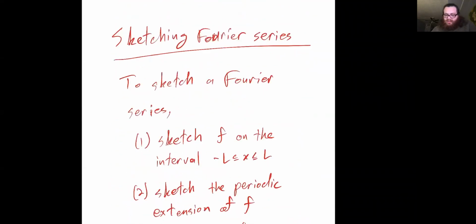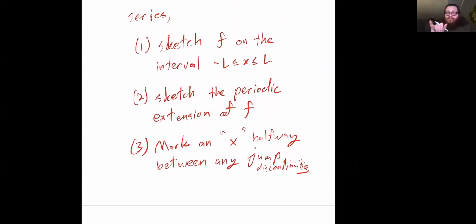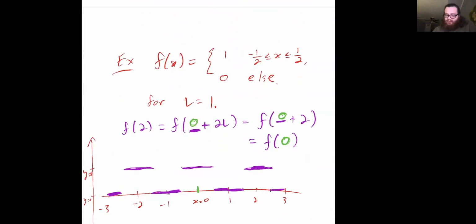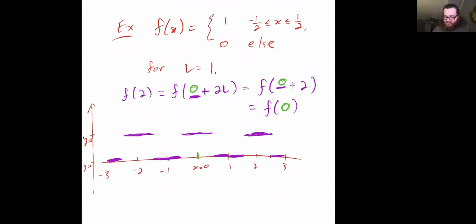So when we go to sketch the jump discontinuities, we really just need to look in the fundamental domain, negative L to L. Just look in this region right here, figure out the discontinuities there, mark the X's, and copy those to every other piece. So in this case, there's that, and these occur with value, say 1/2. So we've marked those, copy them over.